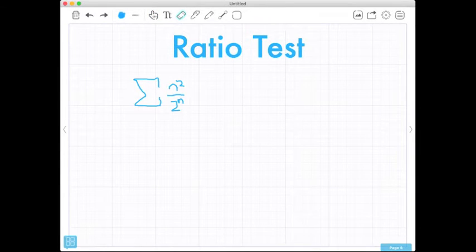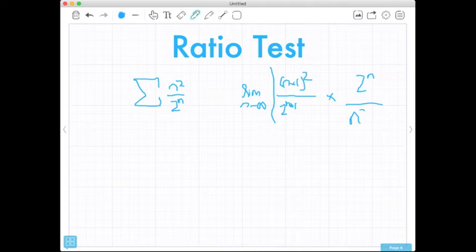So our first example here is n squared over 2 to the n. For the first part, you want to take the limit as n approaches infinity of the absolute value of n plus 1 squared over 2 to the n plus 1. And then you're going to be dividing it by your first function, so you can flip and multiply instead. So flip and multiply, you have 2 to the n over n squared.